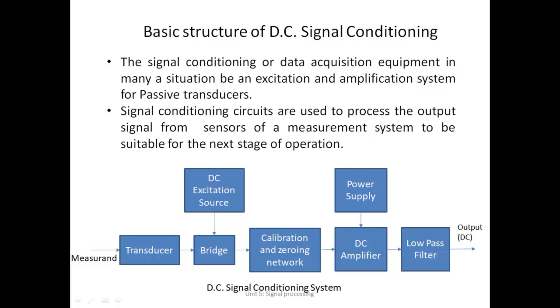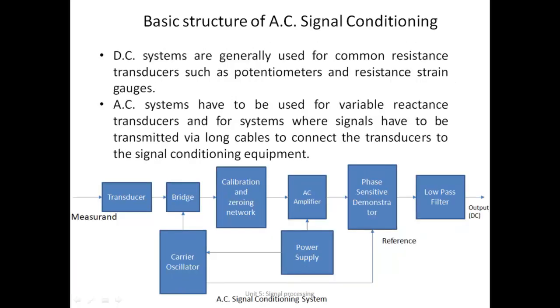So this whole structure is how signal conditioning works for a DC signal. In terms of an AC signal, there is a little bit of change. In an AC signal, from the transducer it goes to the bridge. Over here, when you have to send it to the calibration or zeroing network, usually if a long distance transmission is involved, then we need to have a carrier wave in between. What we do over here is the concept of modulation comes into the picture.